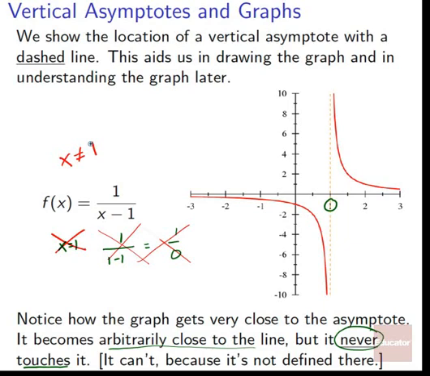It will become very large, it will become very close to this asymptote, but it won't actually be allowed to get onto the asymptote, because to be on that horizontal location would require it to be defined there, and it's not defined there because that would require us to divide by 0, which is not allowed. So we're not actually going to be able to get on it. We'll never touch the vertical asymptote because it's not defined.